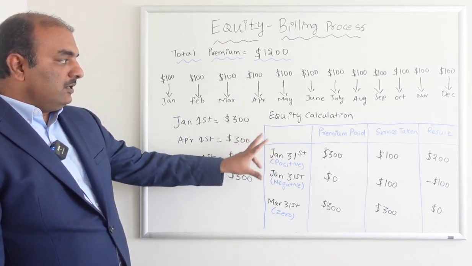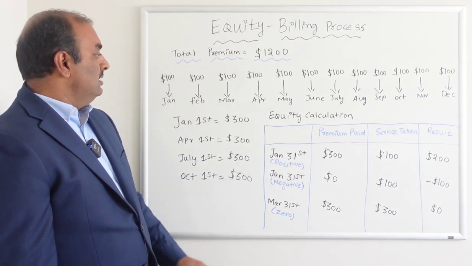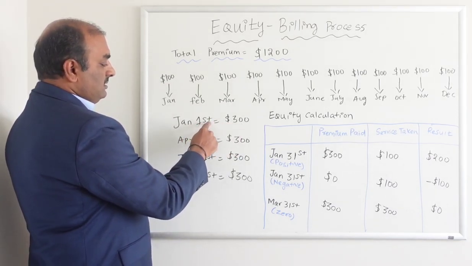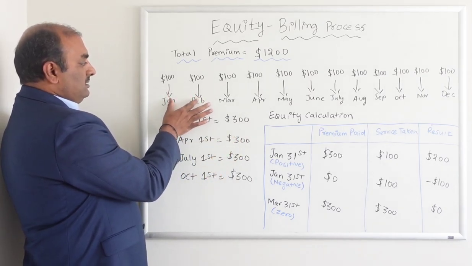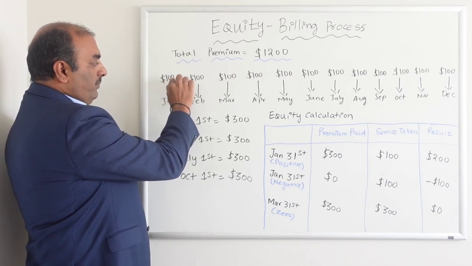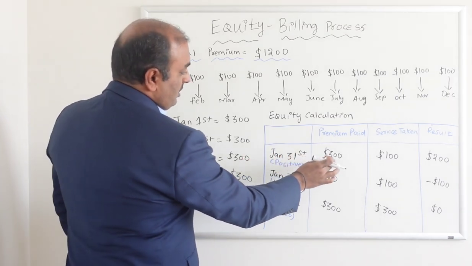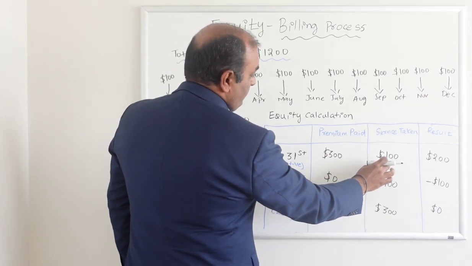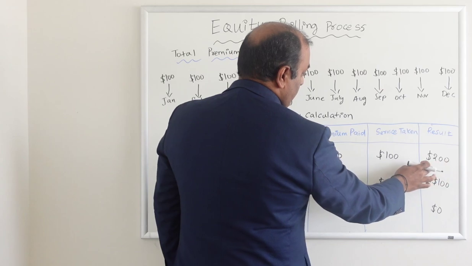If you see this table, as of January 31st, 2023, the customer has paid $300 because on January 1st, 2023 they made a payment of 300, and as of the first month the customer has used services only for $100 of premium, right? Because each month it's $100. So in our calculation, the total payment the customer has made is 300, whereas the services they have taken are only for $100 of premium. So the net result, the equity, is 200.